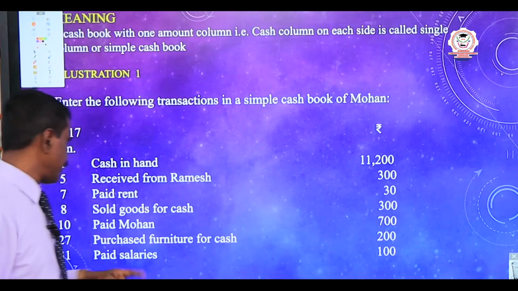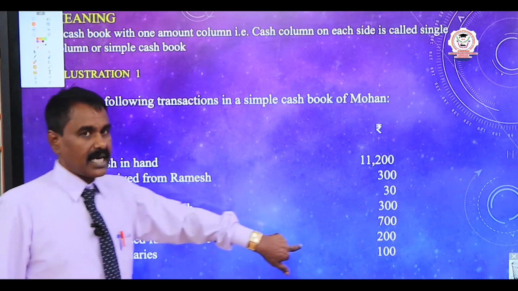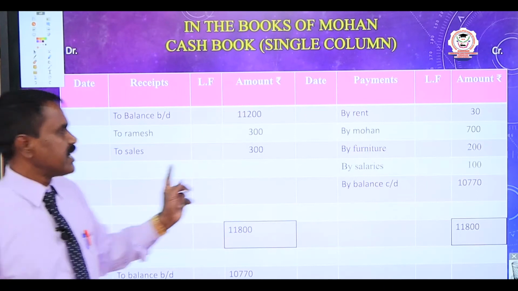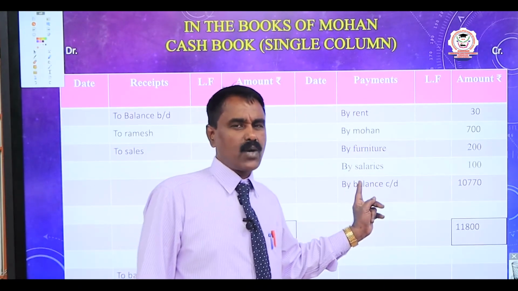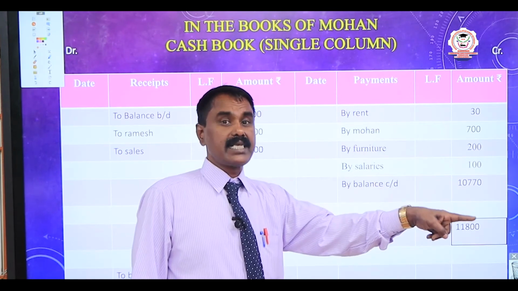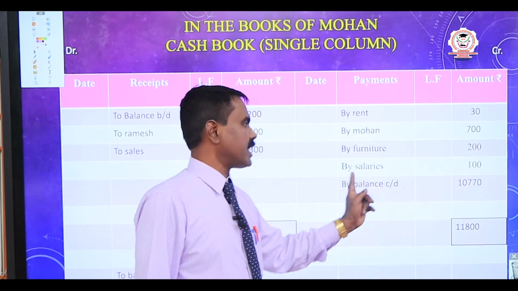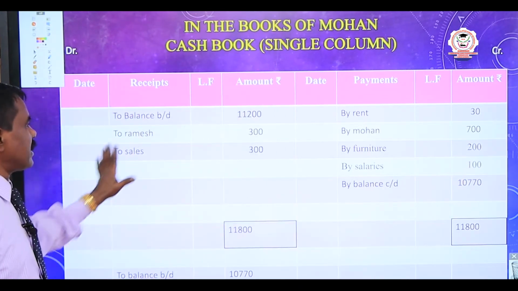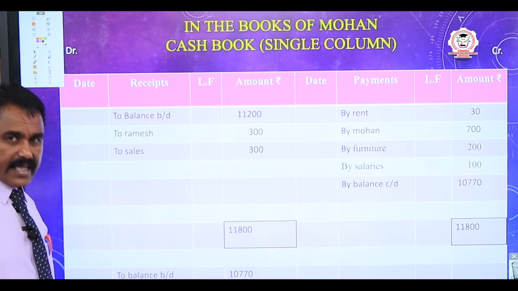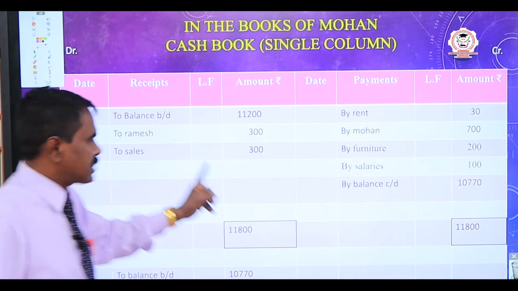Next one is paid salaries. Like rent, paid salaries will come to the credit side because it is an expense. Entry: Salaries account Dr. to Cash. In the journal cash is credited, so it will come to the credit side by writing By salaries 100. So everything we have posted. Then after that we have to balance this account.